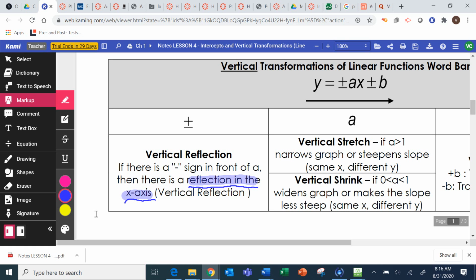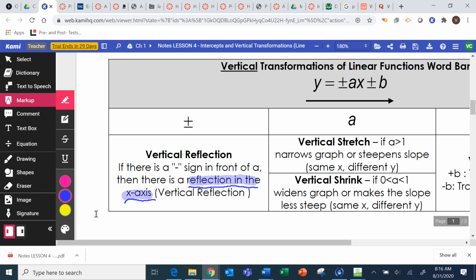Vertical. This is going vertical. But what words am I saying? Reflect in the x-axis. You see how they kind of contradict what you think? You always think y is vertical. But when you say reflect in the x-axis, we are doing a vertical transformation.